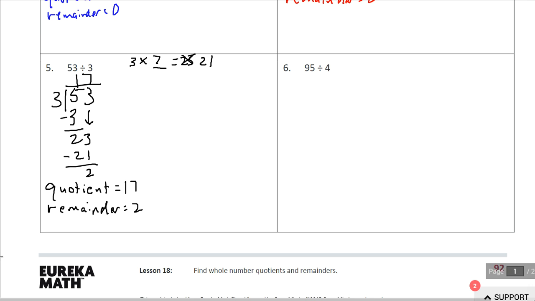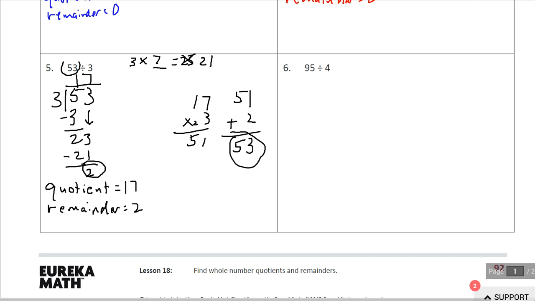Now, when we're checking our answer, we have to have 17 times 3. 7 times 3 is 21. Carry the 2. 3 times 1 is 3, plus 2 is 5. Oops, 51 is supposed to be 53 because we have to add that remainder back in. So we have 51 plus 2, which equals 53. And now look at that. It works. It checks. All right, pause the video and try number 6 on your own.